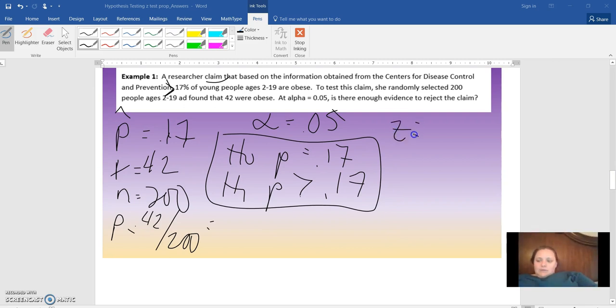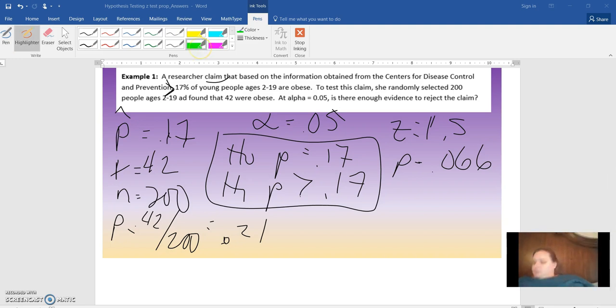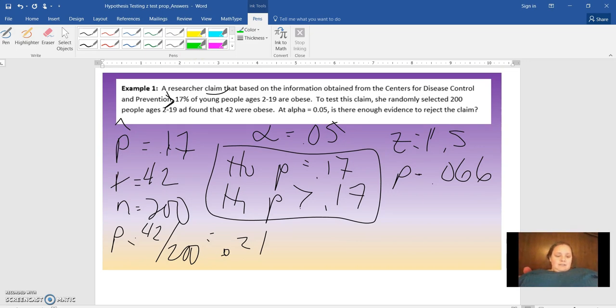All right, so Z equals 1.5. P is 0.066. P hat, so 42 over 200, is 0.21, by the way. All right. Let's hang on one second.